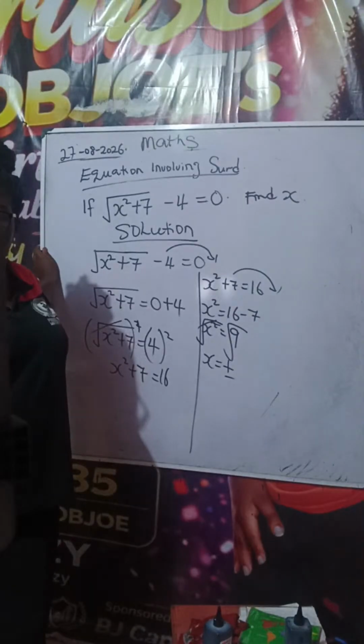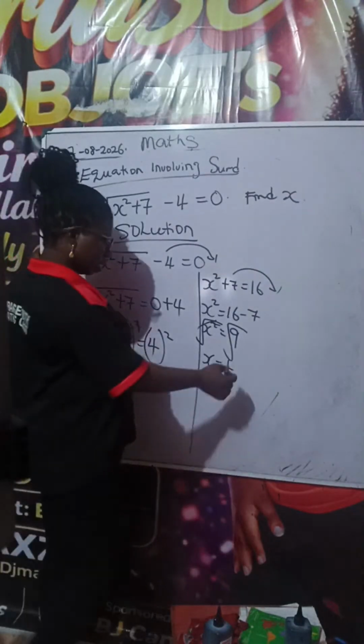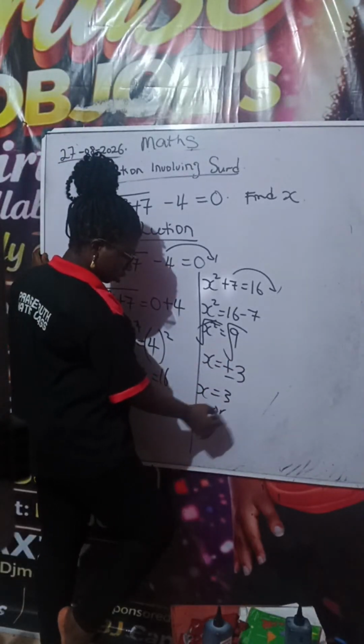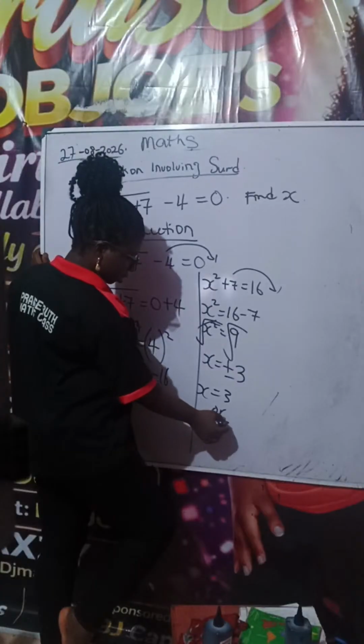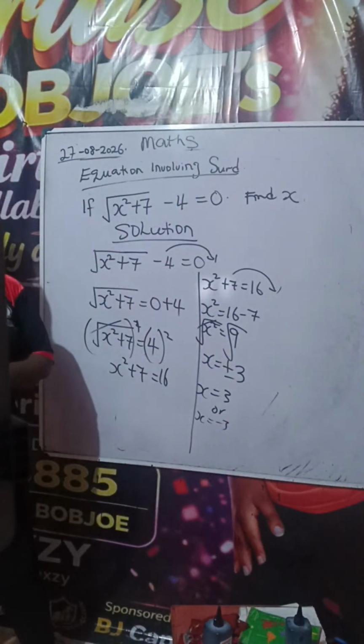So the square root of 9 will give us 3. So s is 3 or s is equal to minus 3. Any of these satisfy the equation.